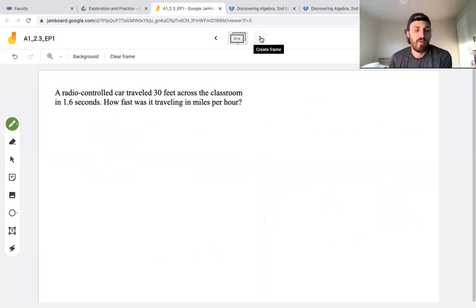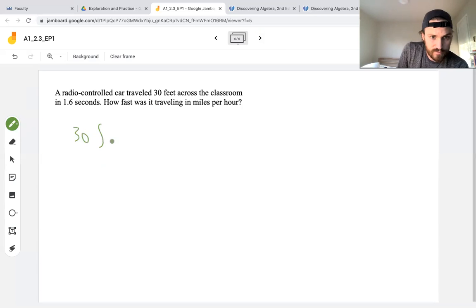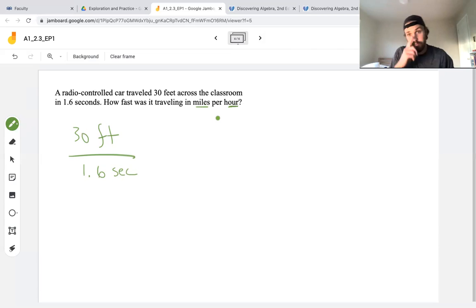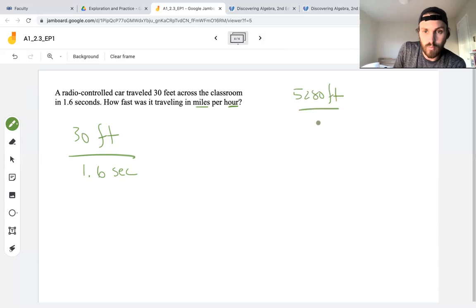Okay, finally, a radio-controlled car traveled 30 feet across the classroom in 1.6 seconds. How fast was it traveling in miles per hour? Oh my goodness. Okay, well, 30 feet, 1.6 seconds, and we want to get to miles and hours. The first thing I know is that 5,280 feet is 1 mile.